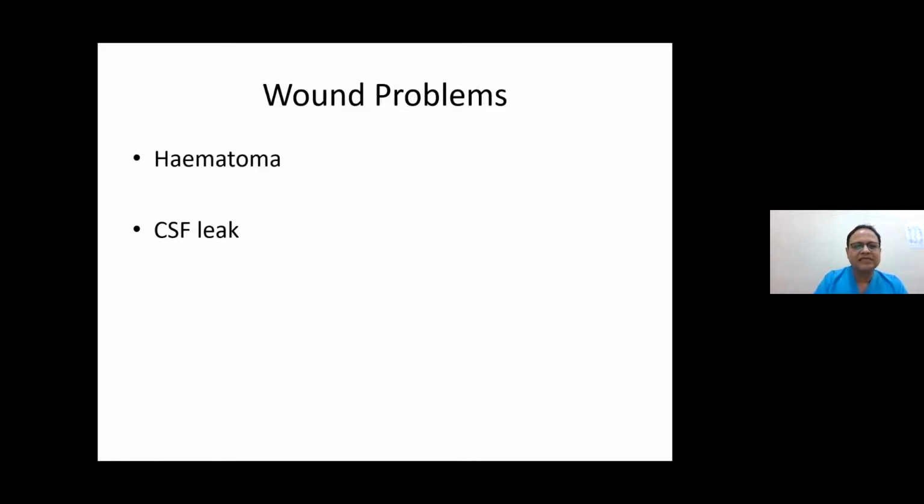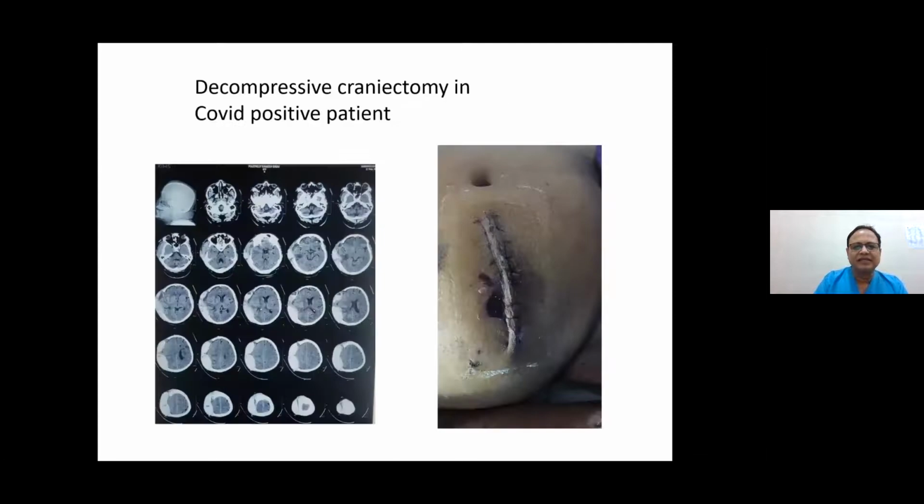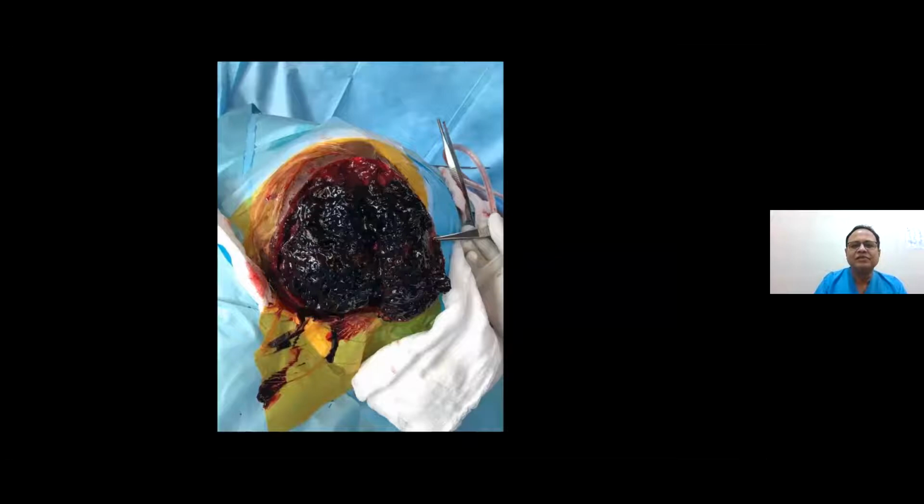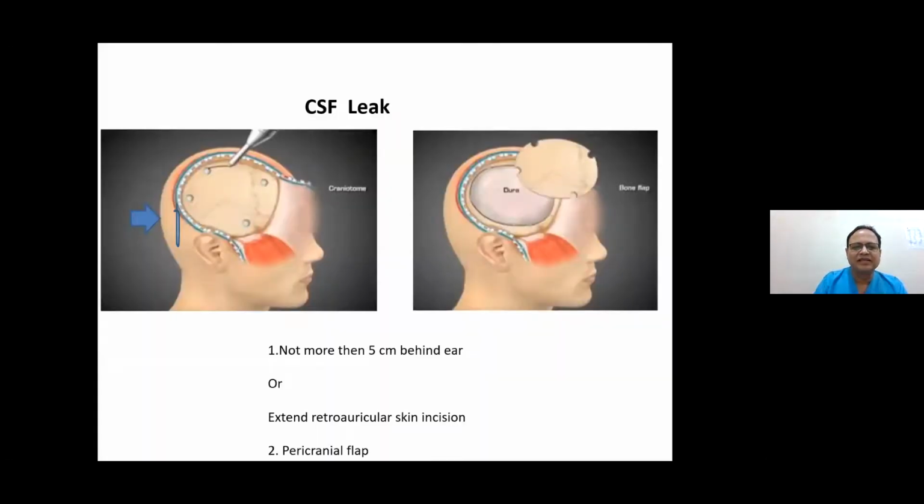The other complications are hematoma or CSF leak. Now, this hematoma has been especially more common recently, following the COVID state, because many patients, and this is an example of a COVID patient in whom we had done a decompressive craniectomy, were given a high dose of low molecular weight heparin because of COVID status, and this patient developed a subgaleal hematoma as well as a hematoma in the abdominal site also. So both had to be evacuated, and this is the hematoma which accumulated in the subgaleal space.